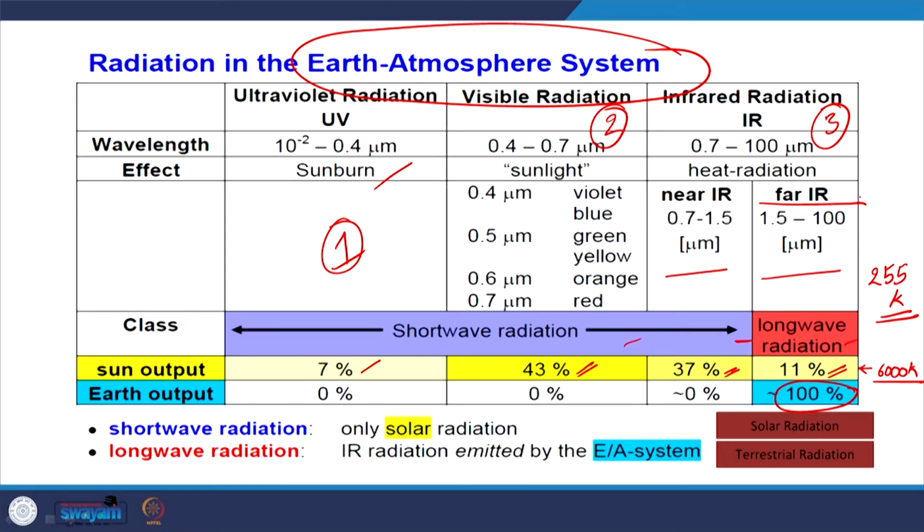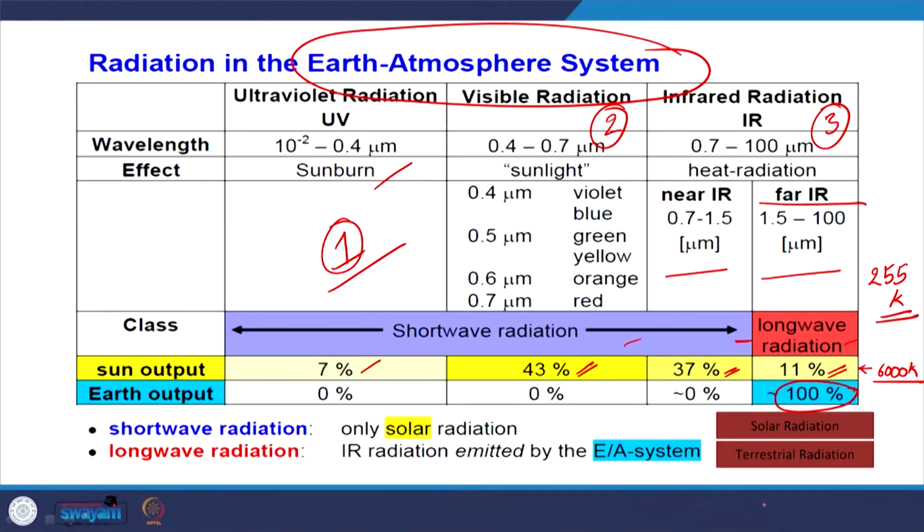Some of the short wave radiation is absorbed in the atmosphere, like ultraviolet, causing many chemical effects. And the visible radiation, which is nearly 43%, doesn't contribute to any such effects. It is not energetic, so it will not dissociate or ionize anything. It will be directly reaching the surface of the earth. And the third part is the long wave radiation.